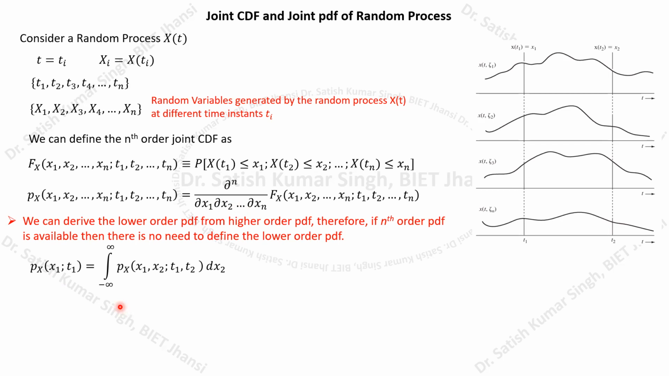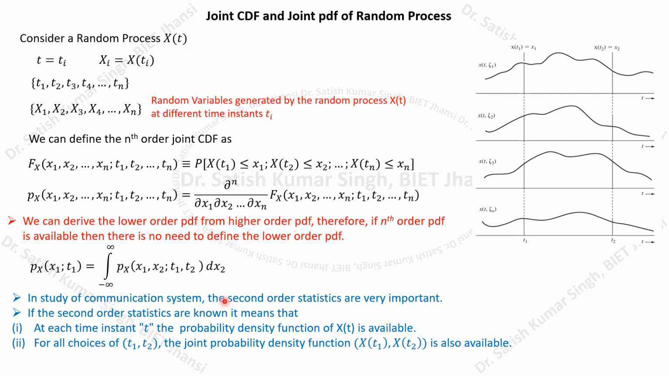Normally in a communication system, second order statistics are very important. This is a very important point. So suppose we know the second order statistics. What does it mean to have the second order statistics? If it is known, what does it mean?